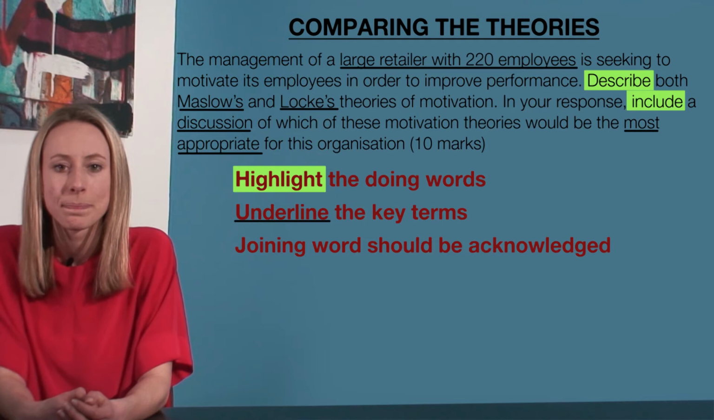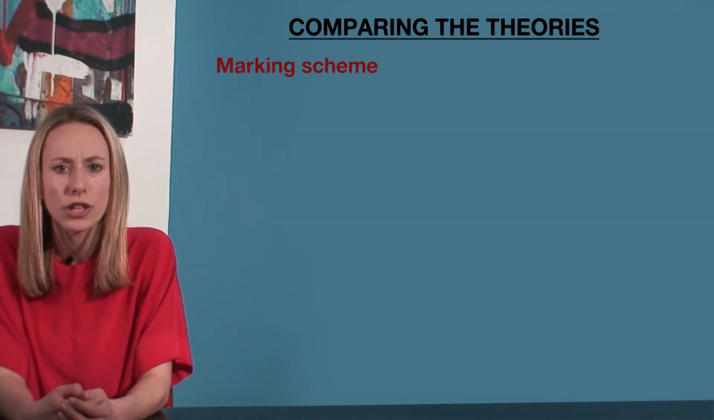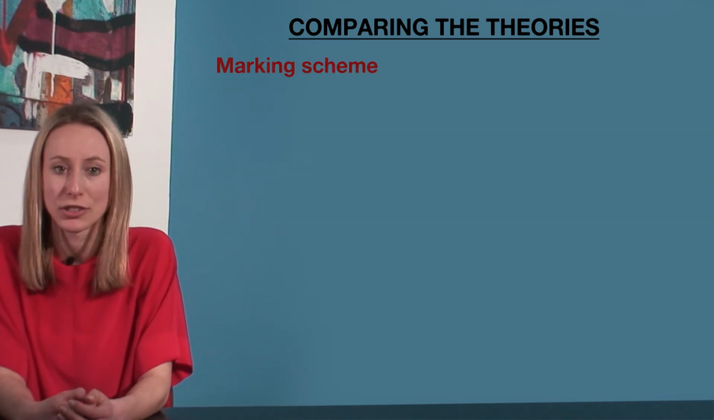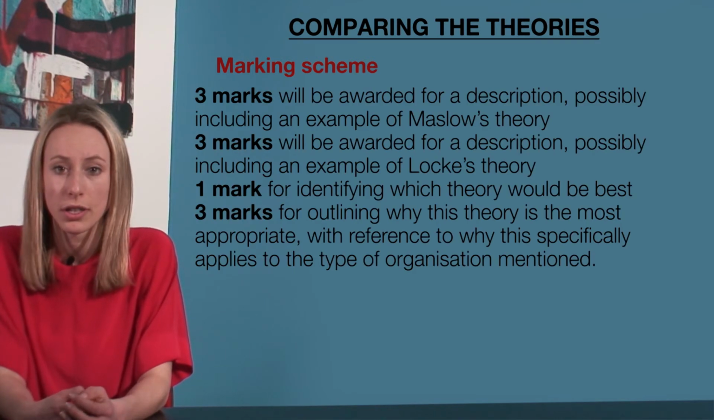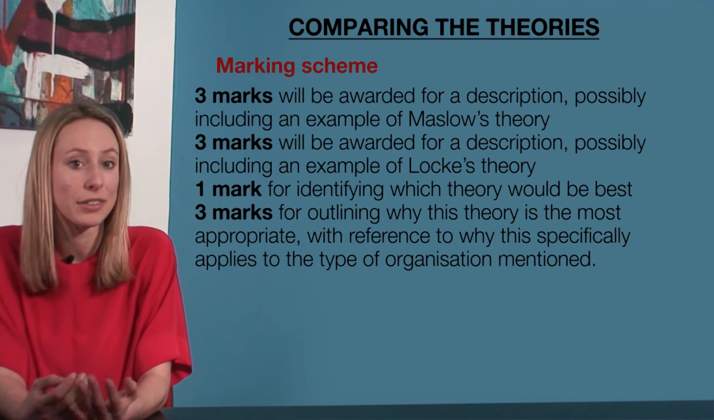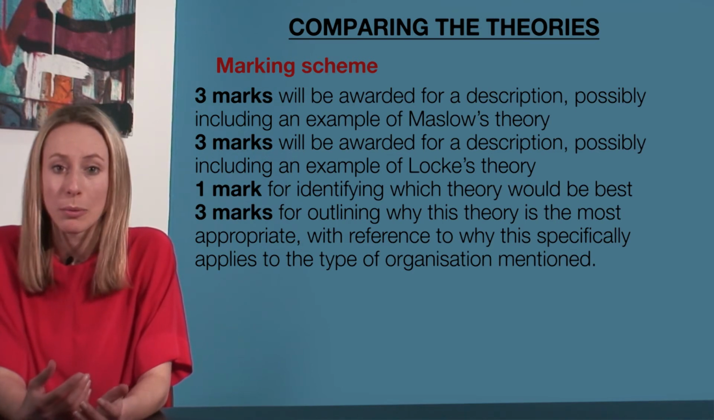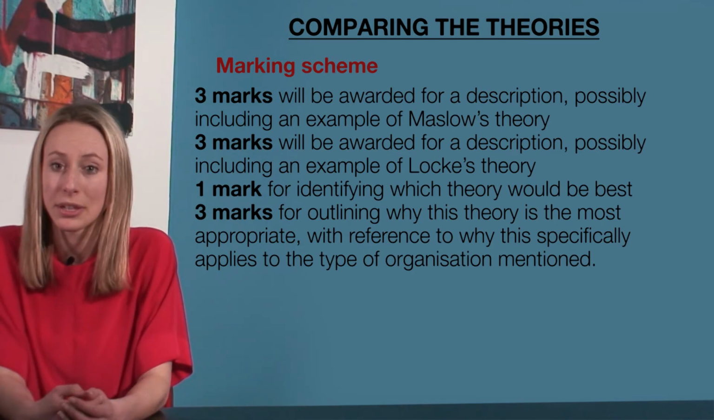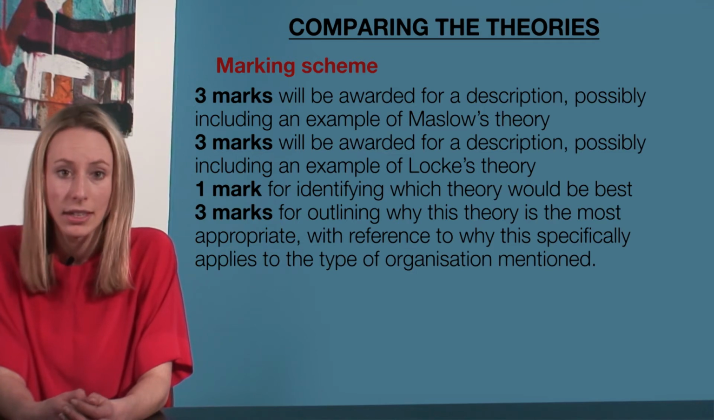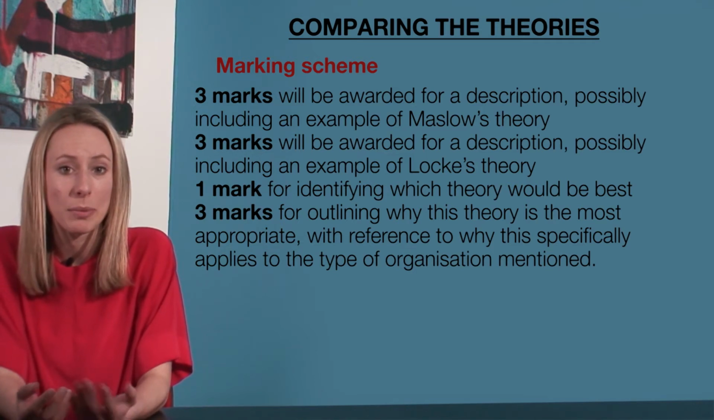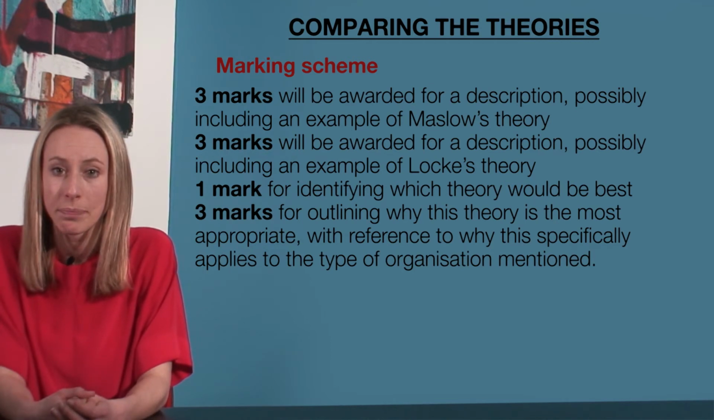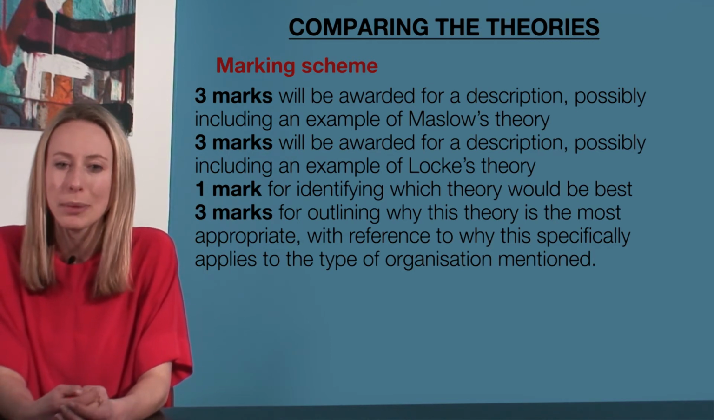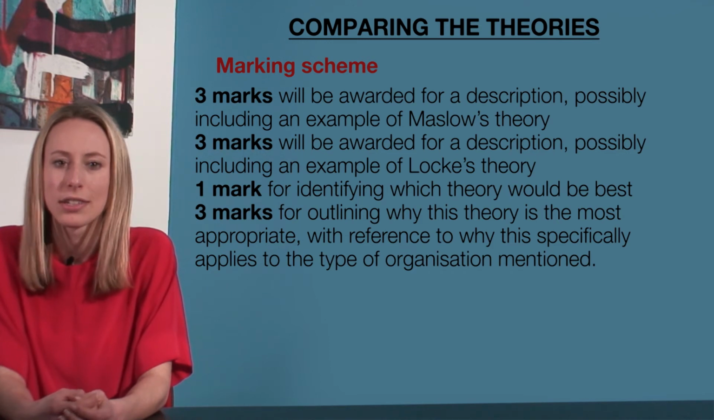Fourthly, students should determine the marking scheme for this 10-mark question. It could be assumed that 3 marks will be awarded for a description, possibly including an example of Maslow's theory, 3 marks will be awarded for a description, possibly including an example of Locke's theory, 1 mark for identifying which theory would be best, and 3 marks for outlining why this theory is the most appropriate, with reference to why this specifically applies to the type of organisation mentioned.